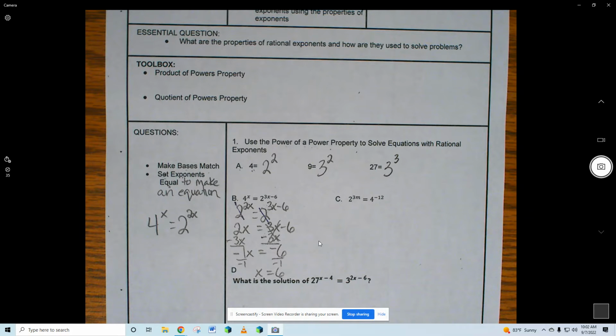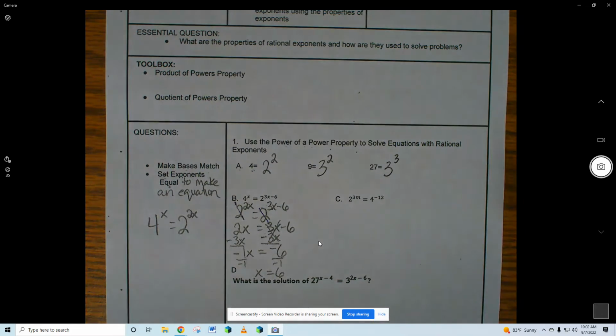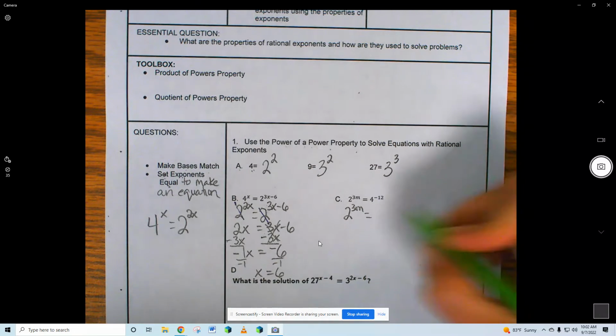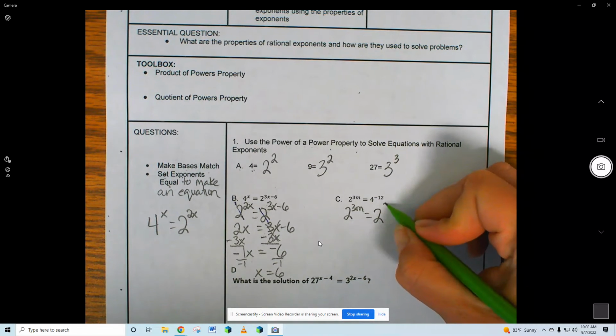All right, C. I really want the bases to both be the same. I've got a 4 and I've got a 2. That's not going to work. What should I make both bases? Make them both into 2's, yeah? Because the 4 is 2 squared. The left side looks perfect as it is. I'm happy. Don't change a thing. But the 4, however, will become 2 squared.